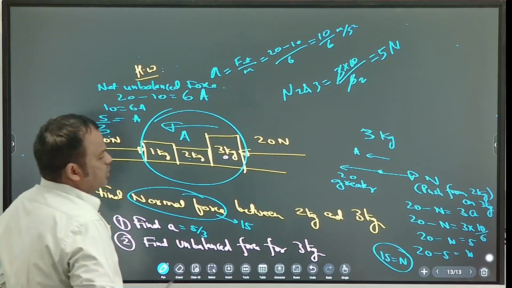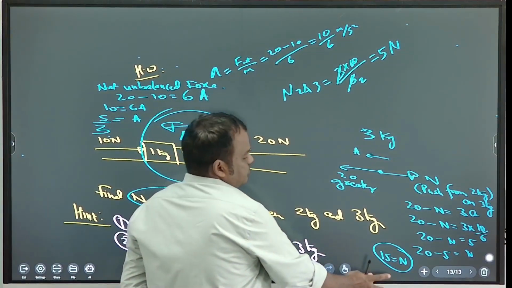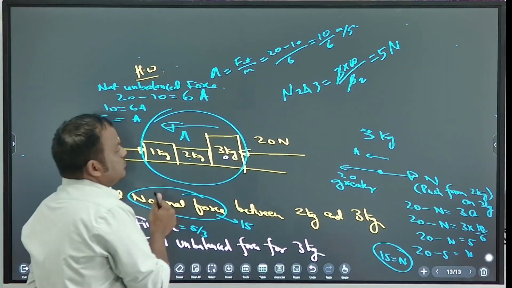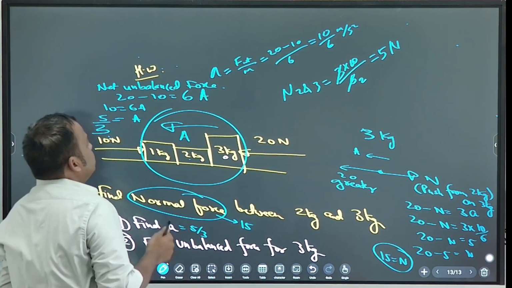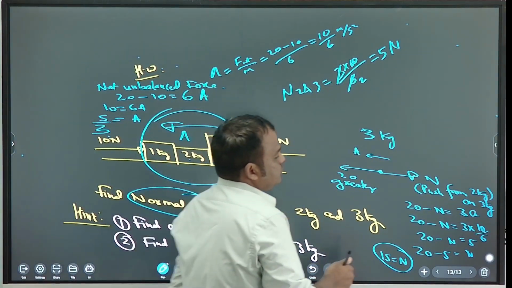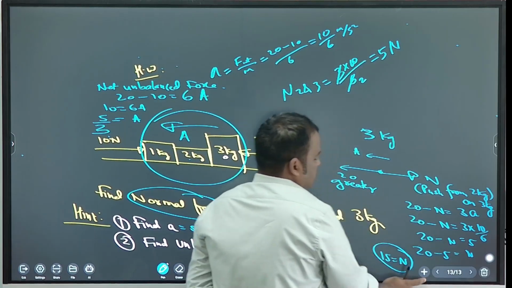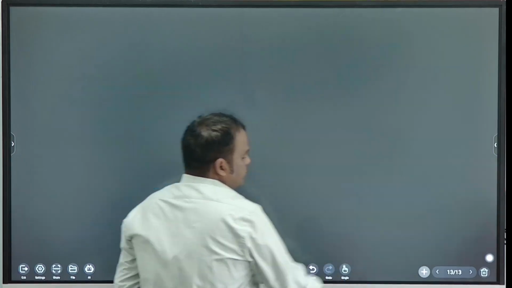So what is the answer for normal force? 15 Newton, right? 15 Newton. 20 minus n is equal to 3a. a is 5 by 3. Okay, next.